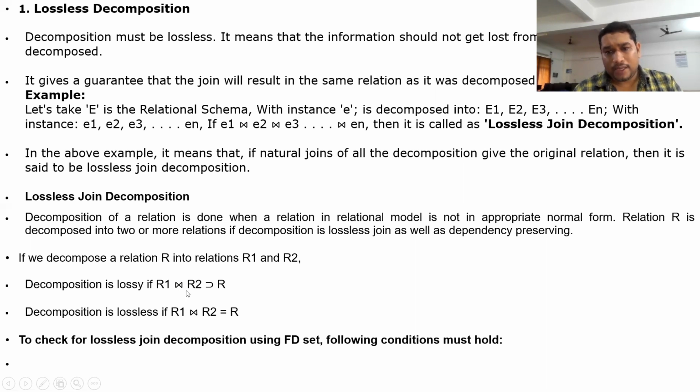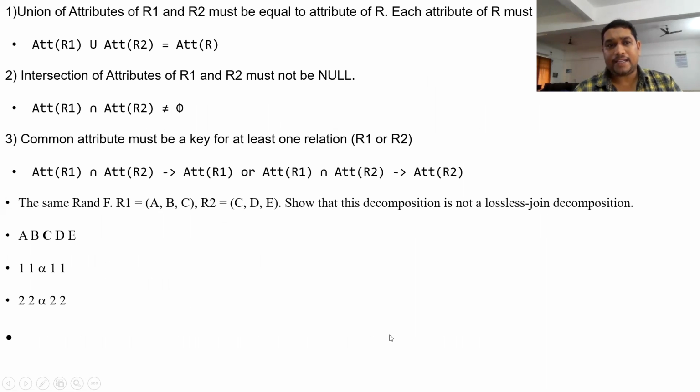Now you get only some part of capital R, which means there is a loss of data. If you join these two and you get R data, then it is a lossless join. So to check for lossless join decomposition using functional dependency, we have the following conditions.